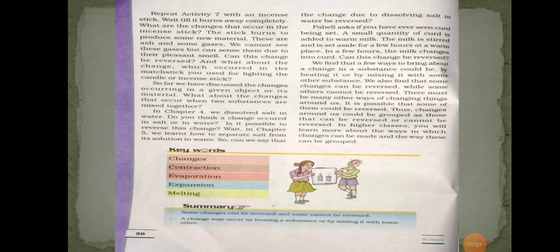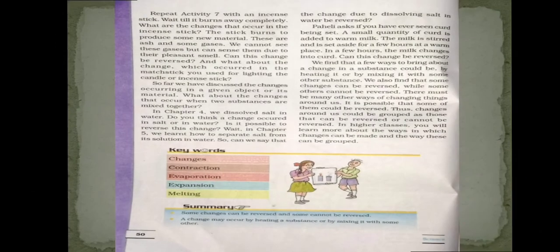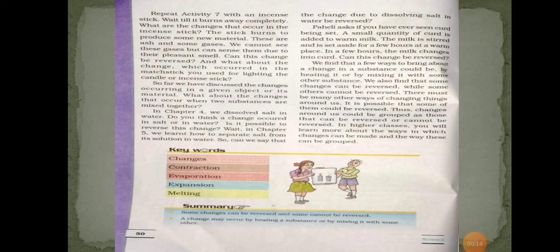Now repeat activity 7 with an incense stick. Wait till it burns away completely. What are the changes that occur in the stick? The stick burns to produce new material, that is ash, and some gases. We cannot see these gases, but we can sense them due to their pleasant smell. Can this change be reversed? And what about the change which occurred in the matchstick you used for lighting the candle and incense stick?